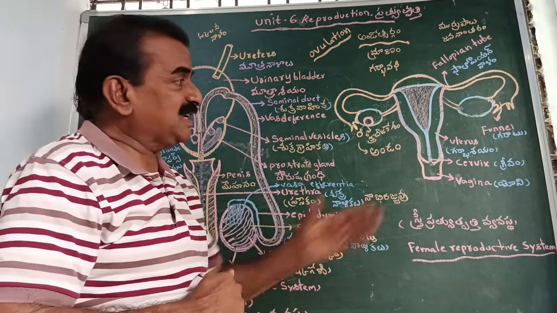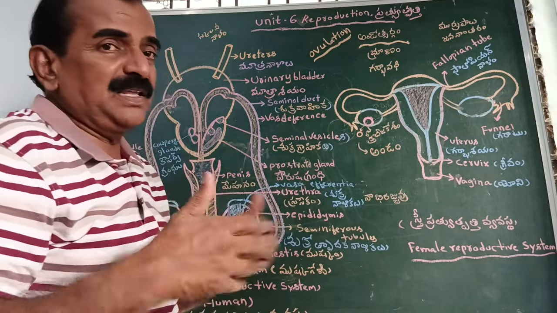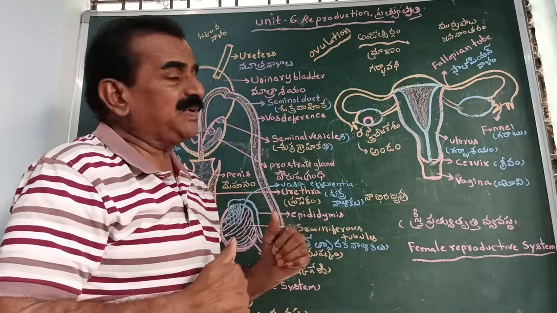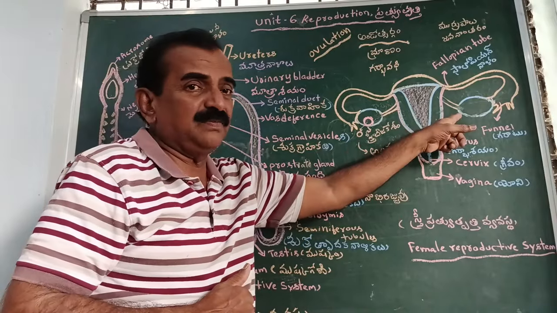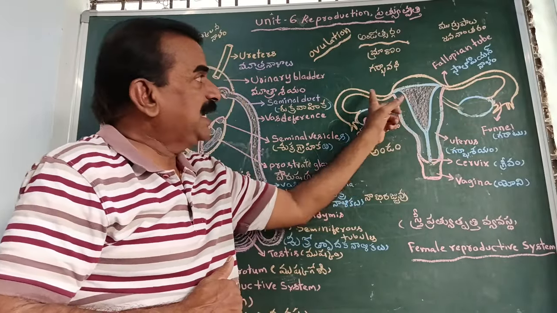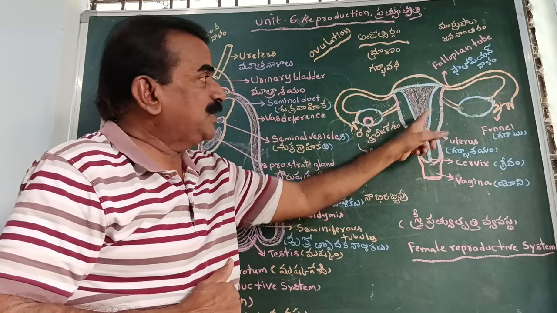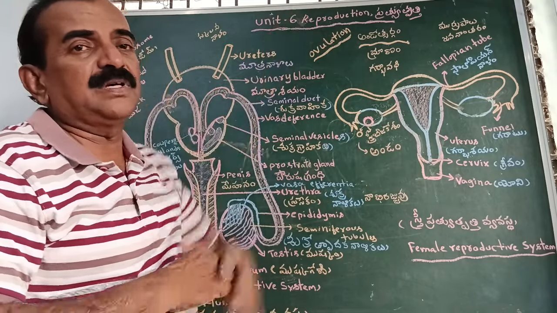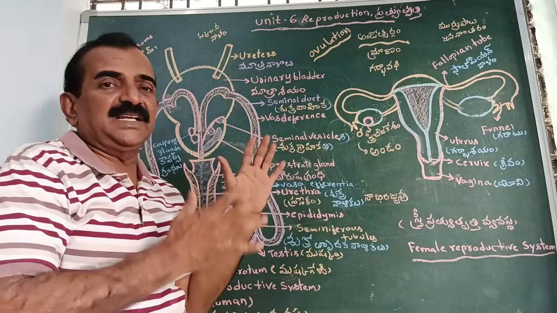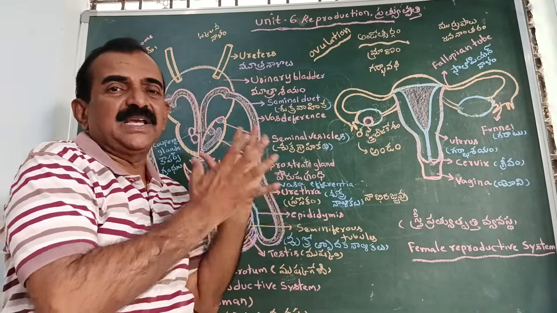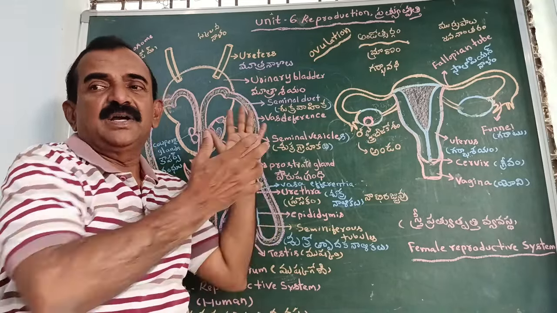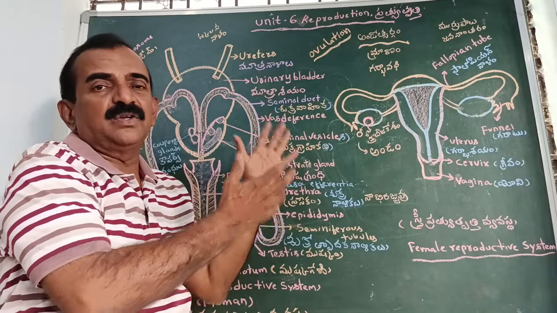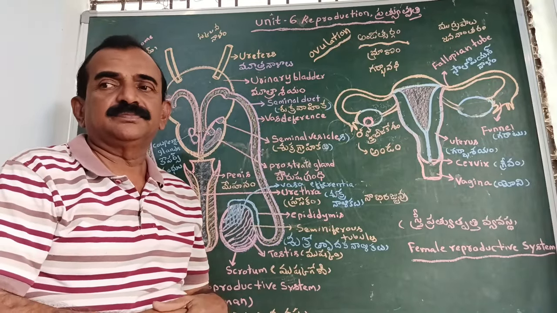And the female reproductive system consists of main parts. What are the main parts of the female reproductive system? A pair of ovaries, a pair of fallopian tubes, the uterus and vagina. Functional mammary glands are also included with the female reproductive system. That is brief and basic information regarding the human male and also female reproductive system.